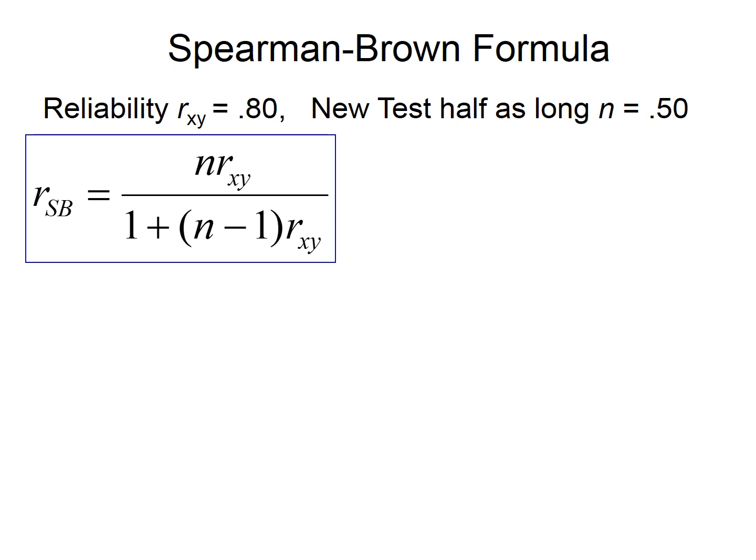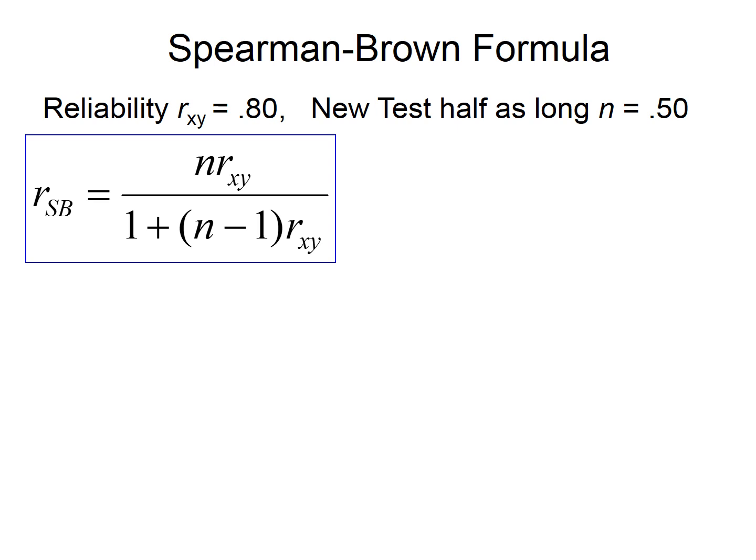If we have a 20-item test and we want to ask the question, what if we cut it in half? What if we dropped half the items? In that case, the new test would be half as long, and we'd use the same equation to estimate what would the reliability now be by using 0.5 where N is. So anywhere we see an N, we put in the value of what the test would be, and it's a proportion based on what the test currently is.